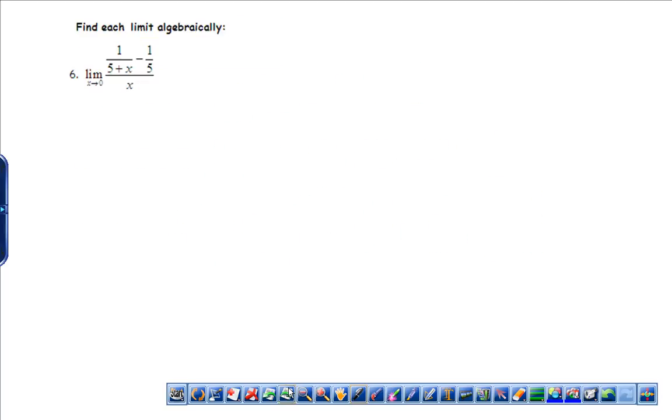Let's move on. This one says find each limit algebraically. So the first thing that I would do no matter what is to plug in what they're asking your limit to approach. So this would be 1 over 5 plus 0 minus 1 over 5, and that's over 0. So this is going to be 0 over 0. That means that you can factor. Okay, this is all about showing your limits and showing your process.